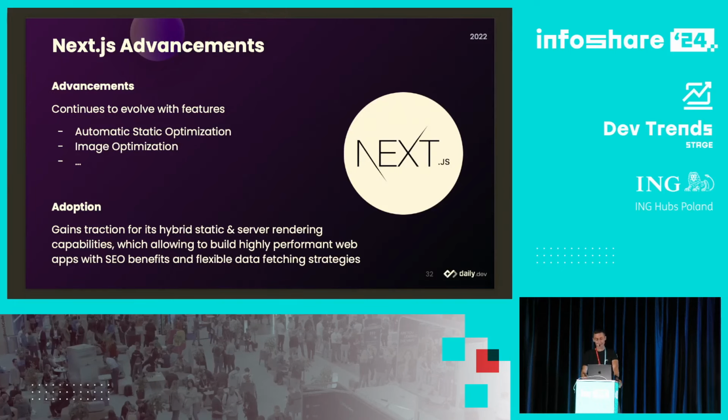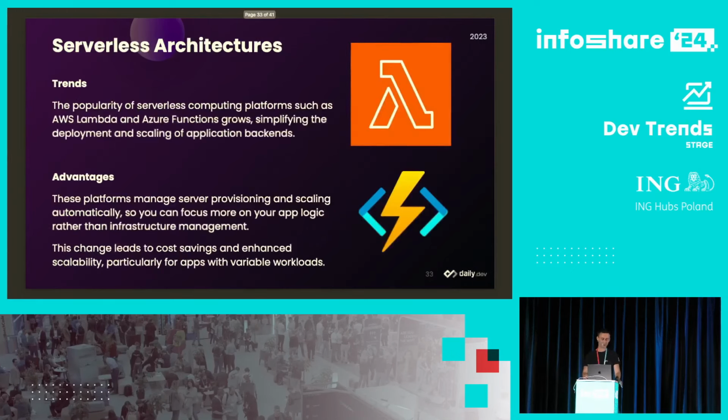And then another special mention for Next.js, because since 2016 it really continued to evolve a lot, with automatic static optimization and the optimization of images, and it really started to gain traction and became a sort of standard, I would say, especially with these server rendering capabilities. And as I said, for SEO and fetching strategies, there could be a specific talk just for Next.js. So let's keep going. Let's go quick.